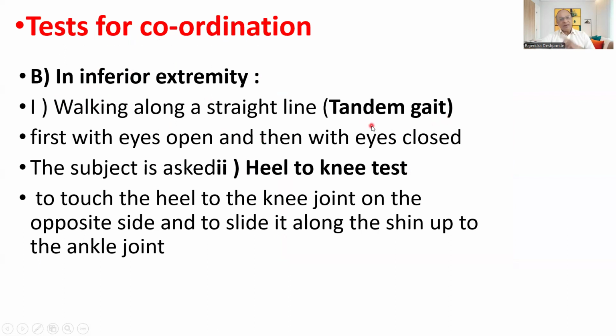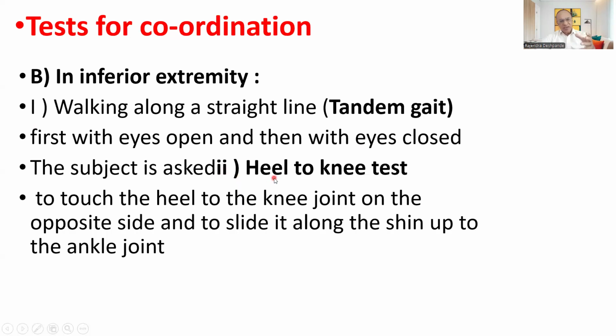Tandem gait. First with the eyes open and then with the eyes closed. The subject is asked to walk in this way. Now, I am sorry, this is a printing mistake.